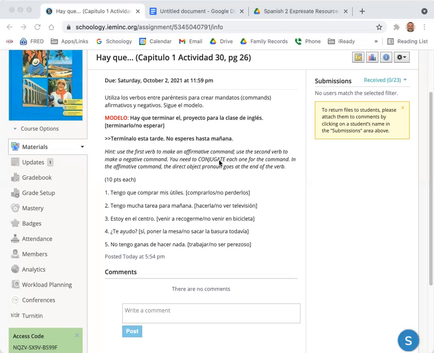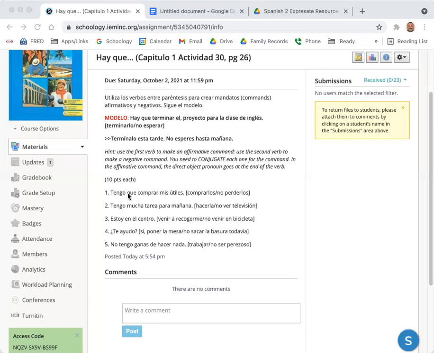Must conjugate. Please conjugate each one for the command. You've got to take that R off, everybody. You've got to take the R off. In the affirmative command, the direct object pronoun goes at the end of the verb. You notice termínalo, right? Finish it. Now that's going to come into play later on.